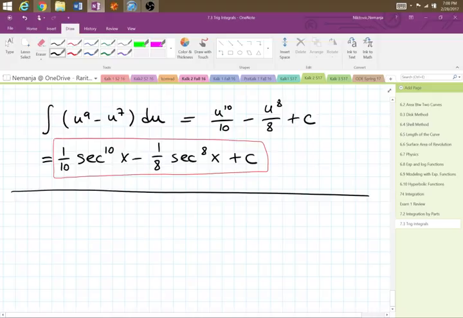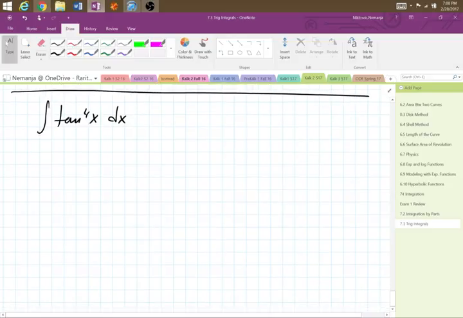How about the integral of tangent to the 4th? I wouldn't be particularly proud of myself to use this problem. The next one, definitely.